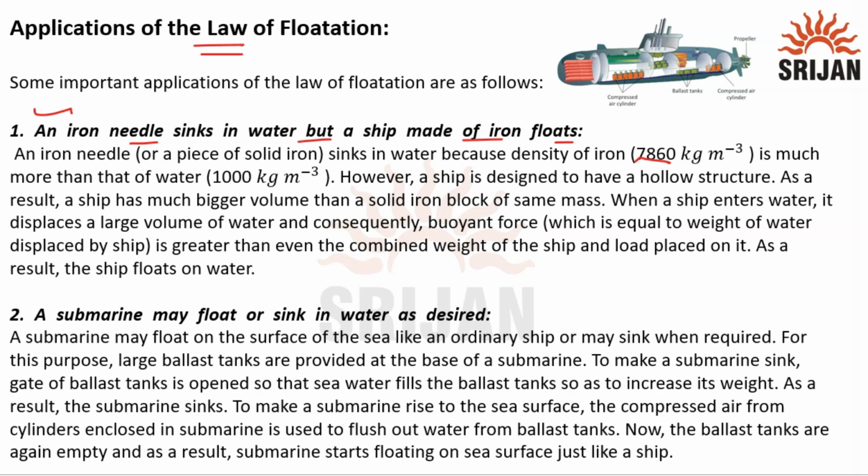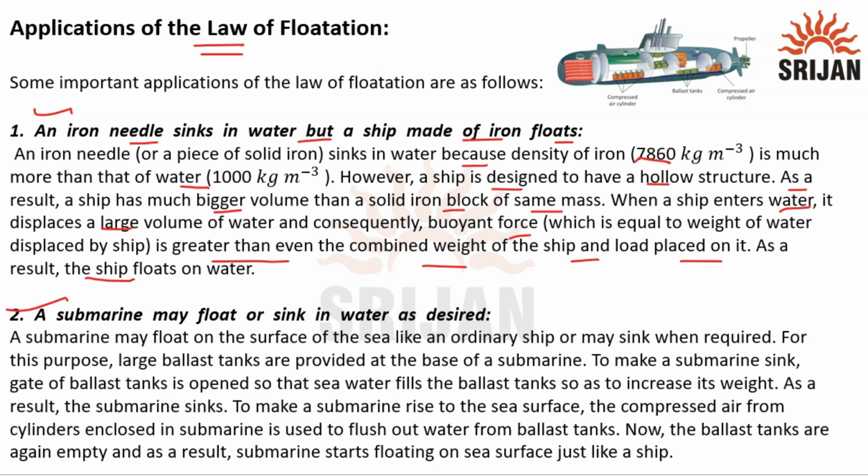An iron needle sinks in water because the density of iron is 7860 kg per meter cube, which is more than 1000 kg per meter cube, whereas a ship is designed to have a hollow structure. As a result, the ship has a much bigger volume than a solid iron block of the same mass. So when the ship enters the water, it displaces a large volume of water. Consequently, the buoyant force is greater than even the combined weight of the ship and the load placed. As a result, the ship floats.